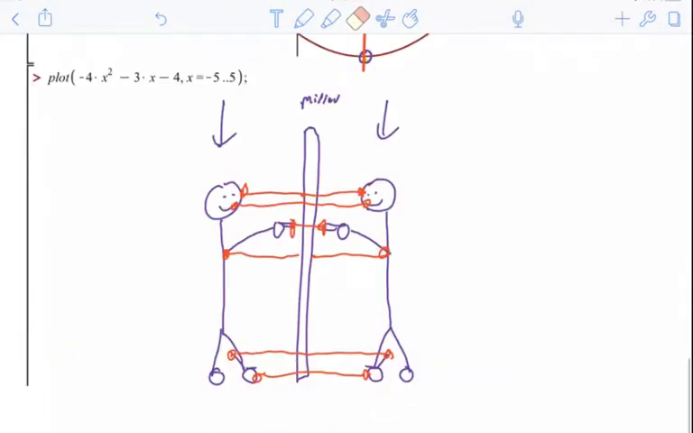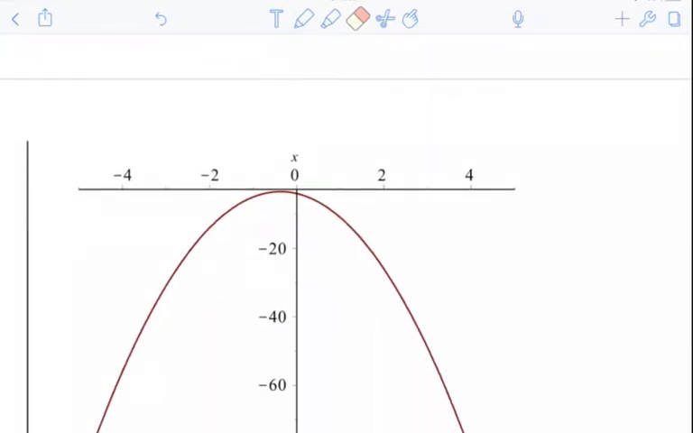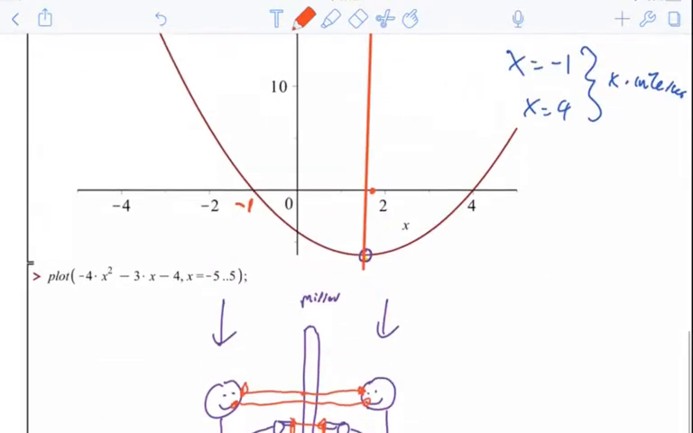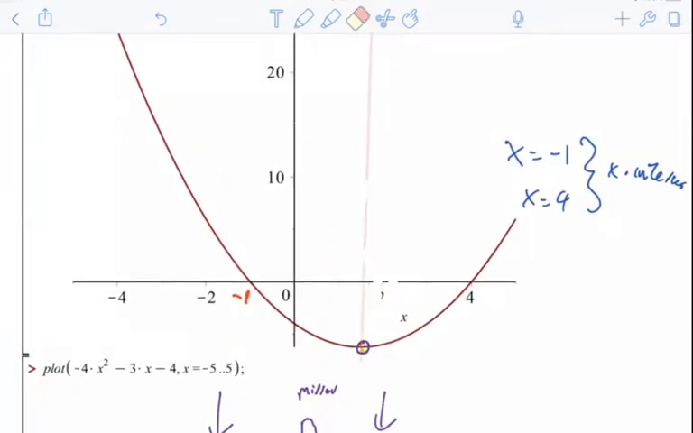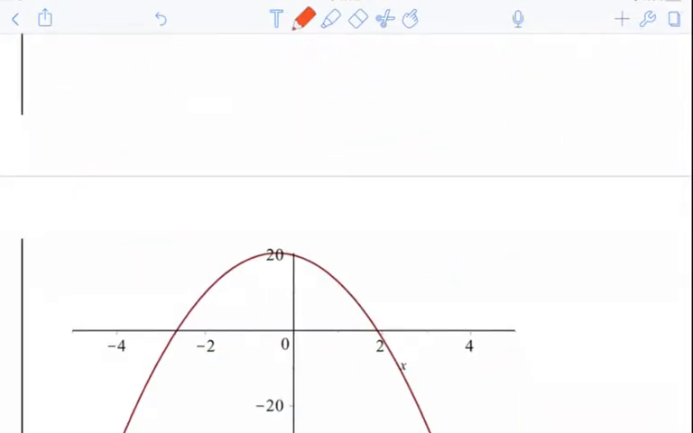Moral of the story, though, every parabola has a vertex and an axis of symmetry. Okay? Where this side is the same shape as that side. The vertex is either the highest point or the lowest point on the graph. So if the graph is pointed downwards, if it's an upside down U shape, then the vertex is going to be the highest point. If it's a right side up graph, like this one, then the vertex is going to be the lowest point. There you go.